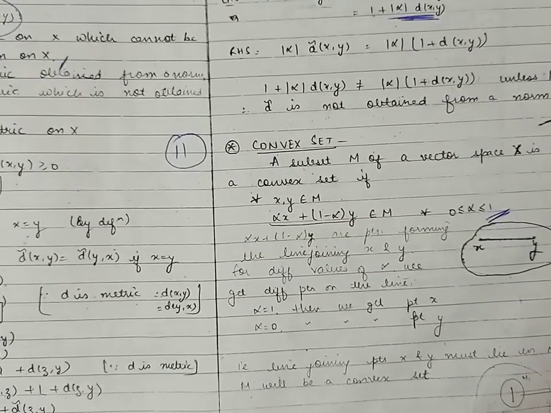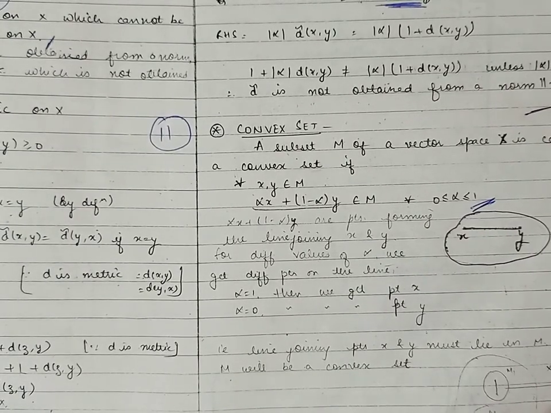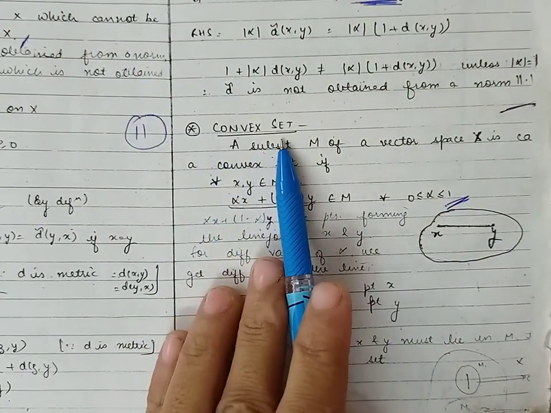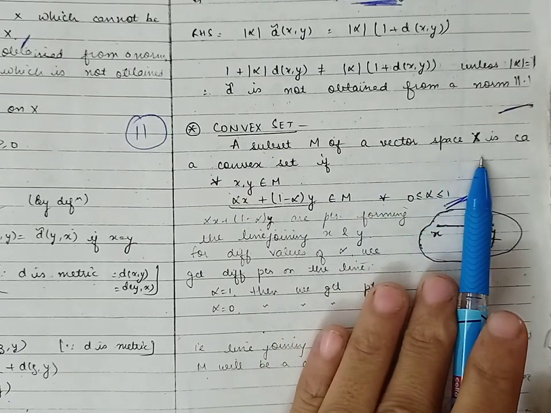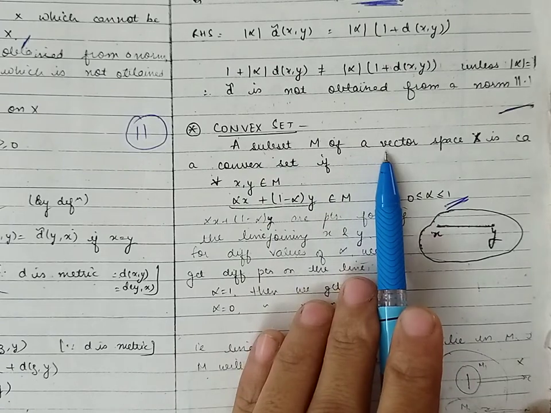Good morning, students. Today we will discuss convex sets, their examples and some problems based on normed linear spaces. So the first definition is: what is a convex set? Suppose we have a vector space X and M is a subset of this vector space.